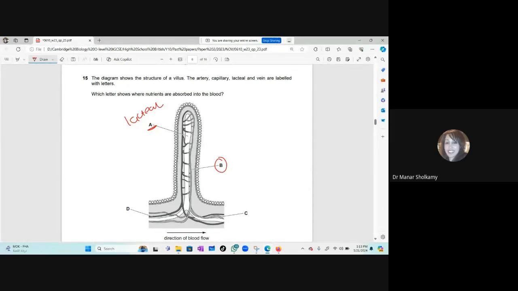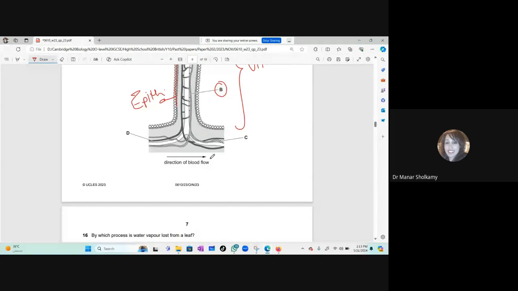The lacteal. Okay. Now this image is very nice because it shows you this is one villus. And what are these small hairs? Microvilli. Very good. It's a very nice diagram. Now, what are those layers of cells called? Those cells that are lining, epithelial. Very good. The epithelial cell. Perfect. This is the direction of blood flow.